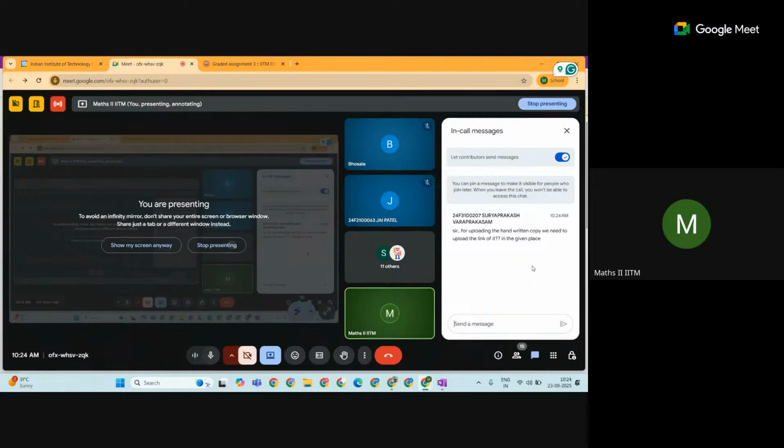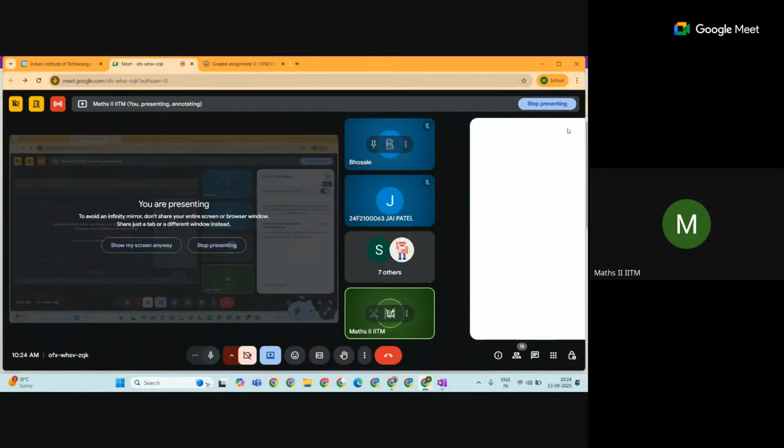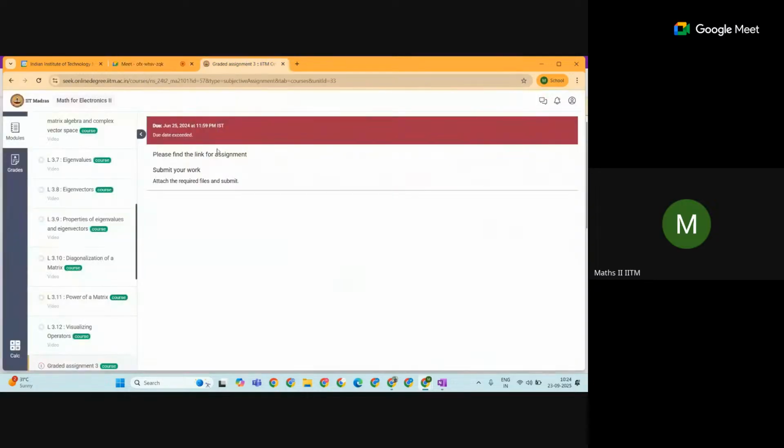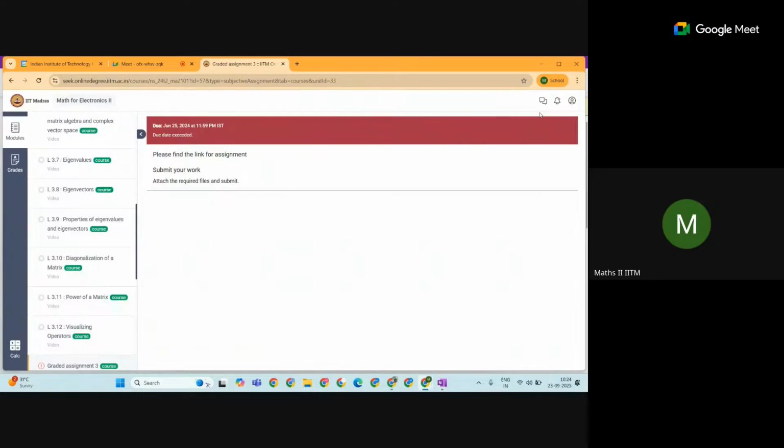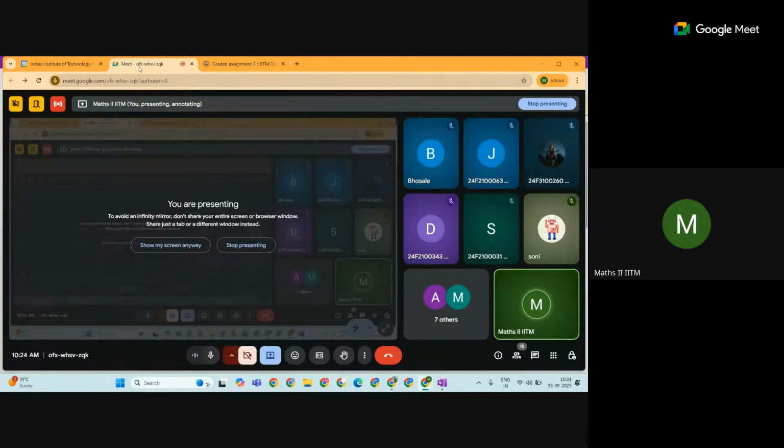You need to upload the link of it? No, no need to upload a link. There is a space already given, as you know. Maybe I'm not able to show you, but if you click in the discussion forum, it will give you the option to upload. So no need to give the link. It already gives a space where you can upload your PDF.